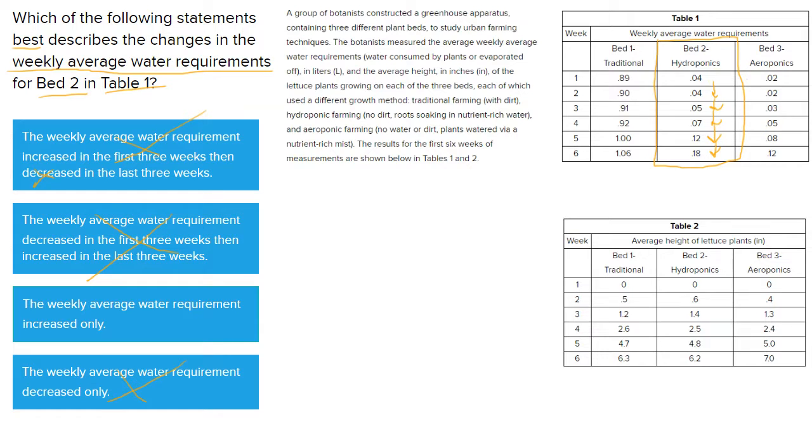Best describes the changes. Answer choice C best describes the changes, even though there's a slight discrepancy in that very first week where it didn't increase, it just stayed the same. Then this answer choice C is a much better description of what's going on here than any of the other answer choices. So the answer choice that we are going to choose is C.